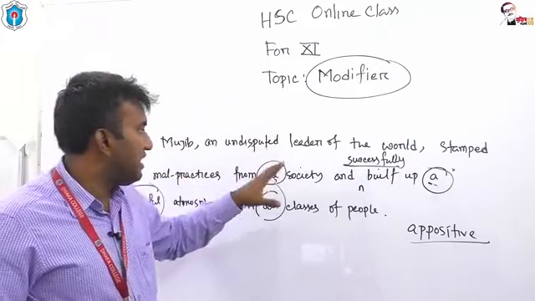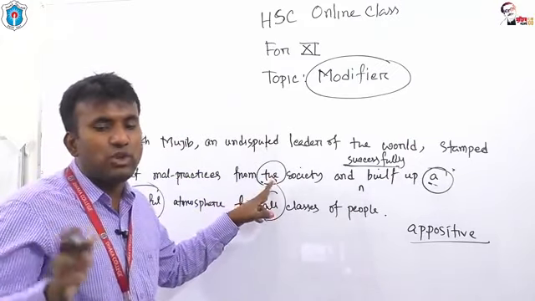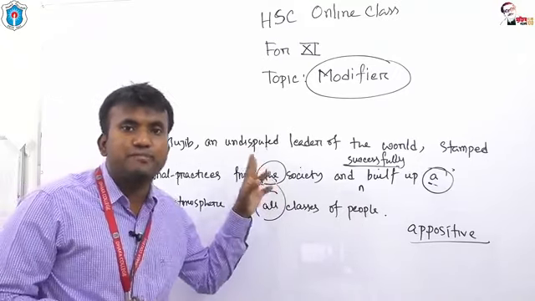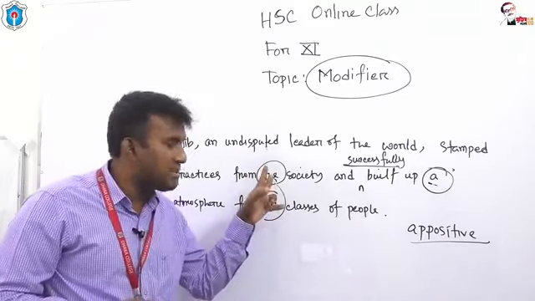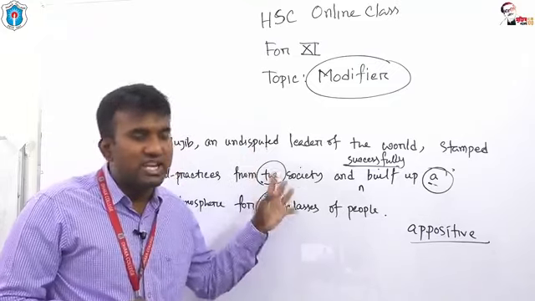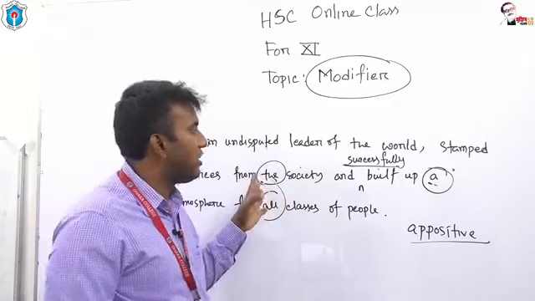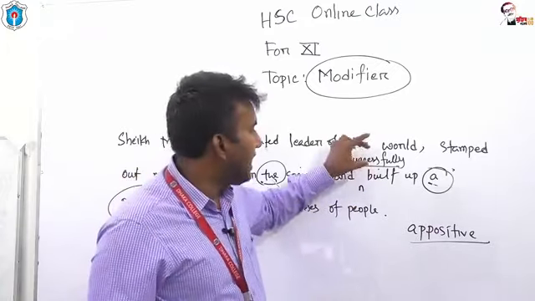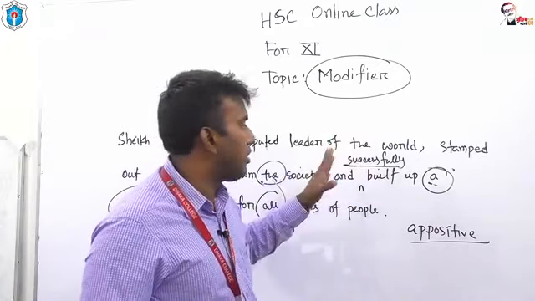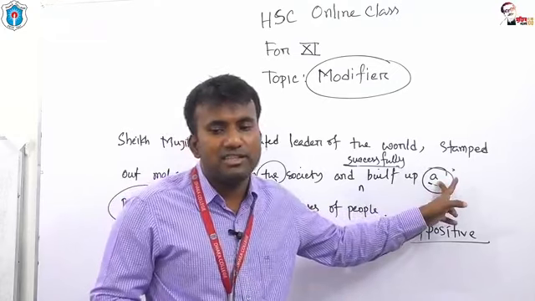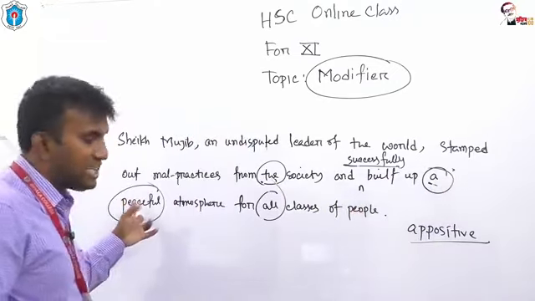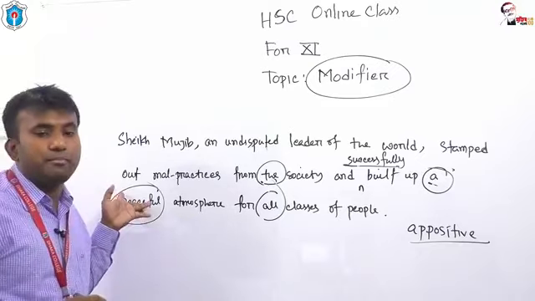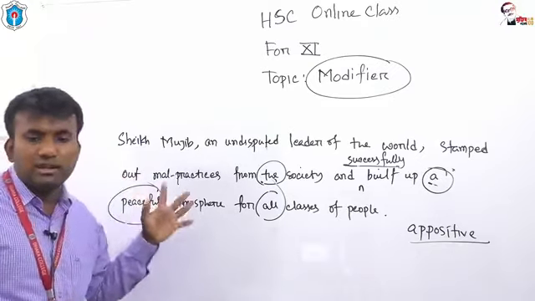From the society, the is an adjective, but actually this is called a determiner. A determiner is used here as a pre-modifier. Successfully is an adverb, and here an adverb is used as a pre-modifier. Then a determiner is used as a pre-modifier. Peaceful is an adjective. It's a pure adjective, and a pure adjective is used here as a pre-modifier.